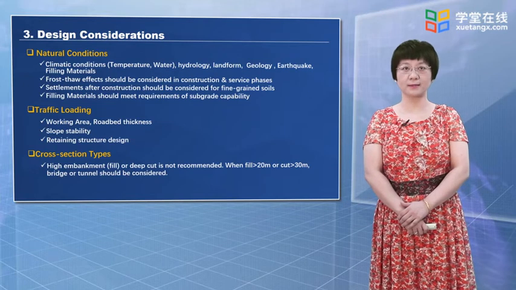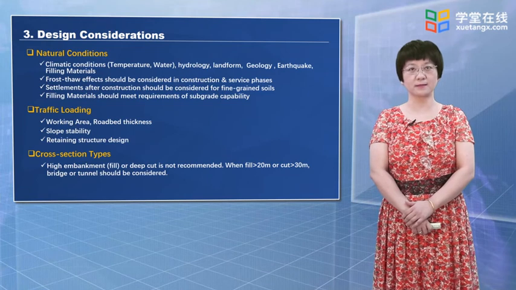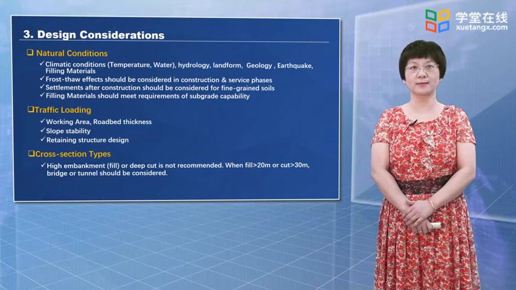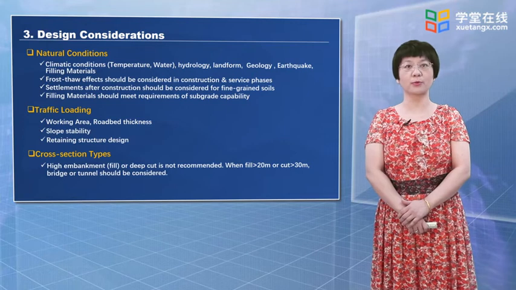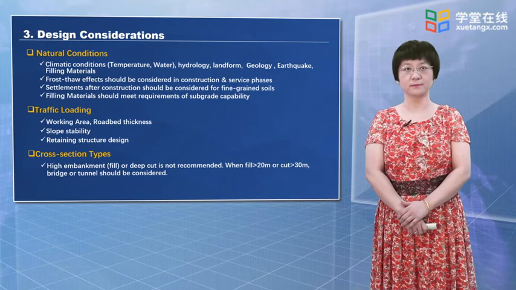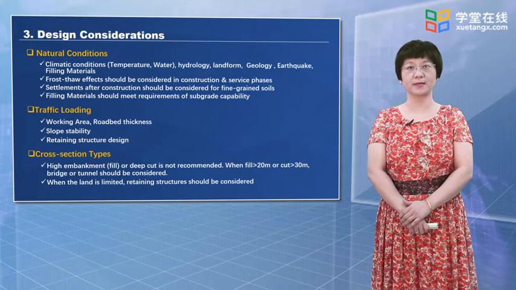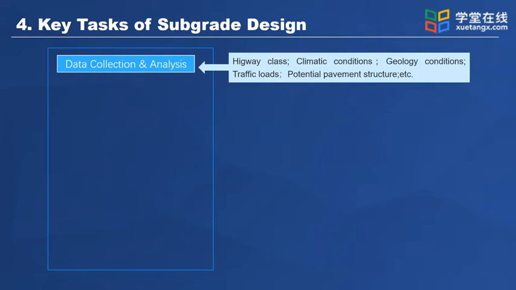If the fill height is more than 20 meters or the cut depth is deeper than 30 meters, the subgrade approach should be compared with the bridge, tunnel, or separated subgrade approaches. When the land is limited, retaining structures should be considered. Okay, we have already known the consideration of the subgrade design. Next, let's study the key tasks of the subgrade design.